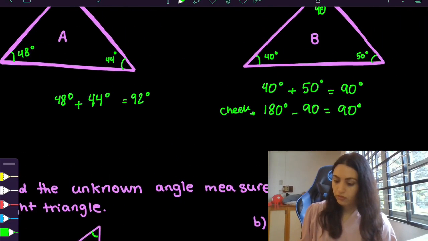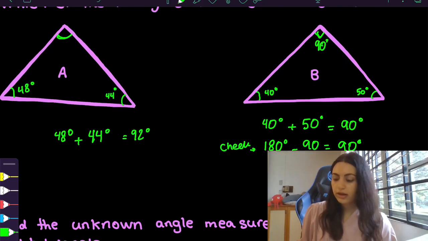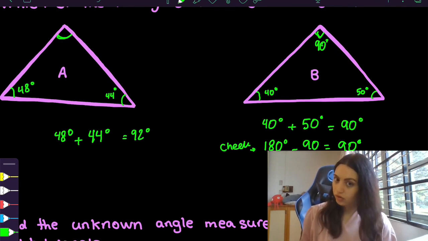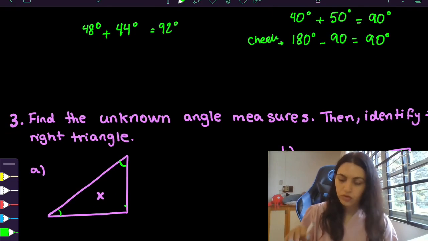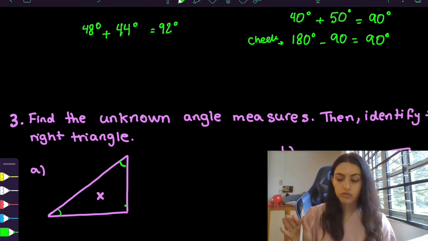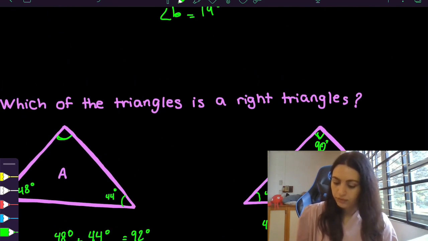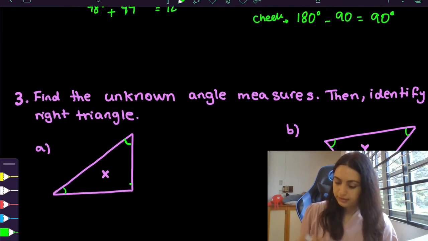That's a very important rule. You can also do 180 minus 90, yes, it's correct. But knowing the rules in math makes our life much easier and professional, so you don't have to do a lot of calculation. We just know the rules. Okay, two angles equal to 90, the third angle must be 90. Then we say, which of the triangles is the right triangle? We say triangle B. That's it.